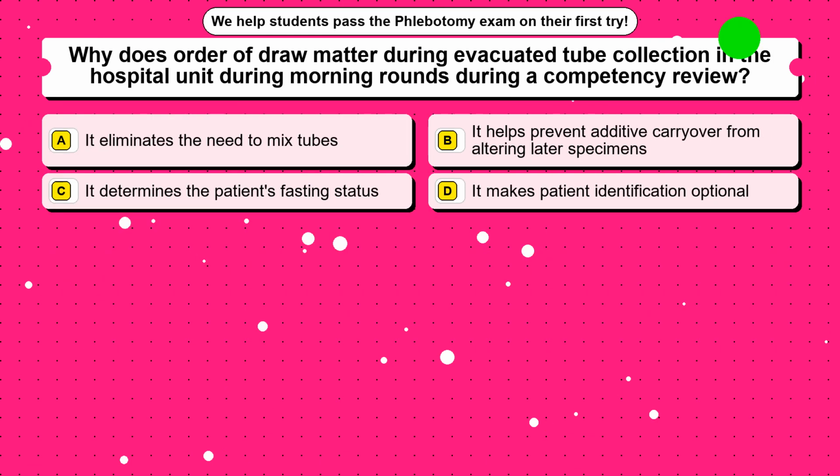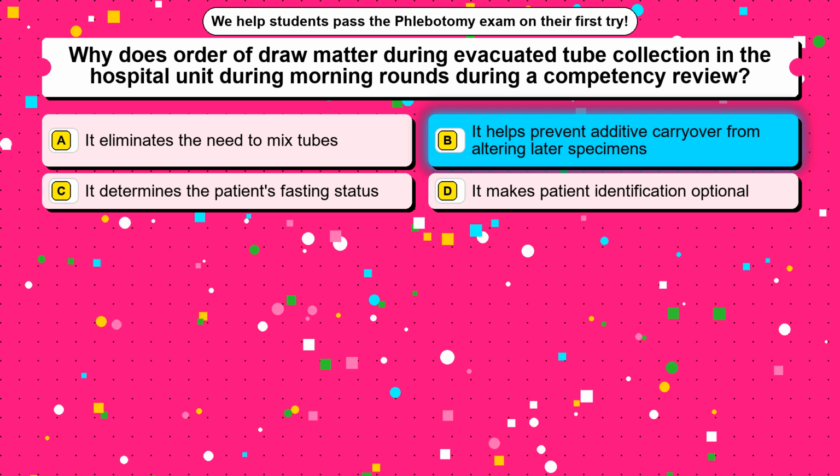Question 38. Why does order of draw matter during evacuated tube collection in the hospital unit during morning rounds during a competency review? Option A. It eliminates the need to mix tubes. Option B. It helps prevent additive carryover from altering later specimens. Option C. It determines the patient's fasting status. Option D. It makes patient identification optional.